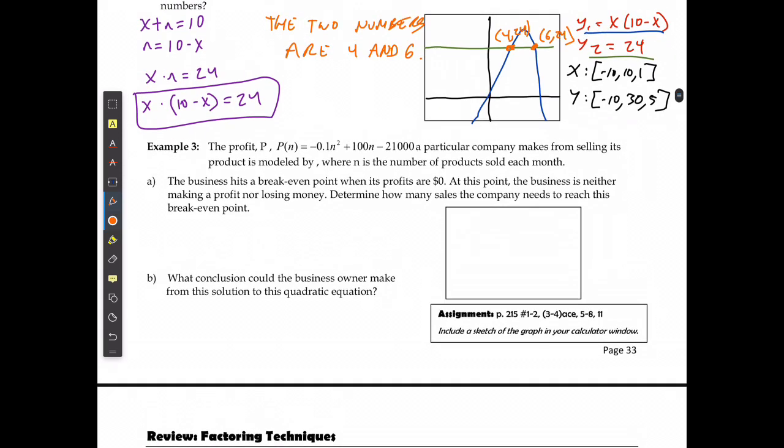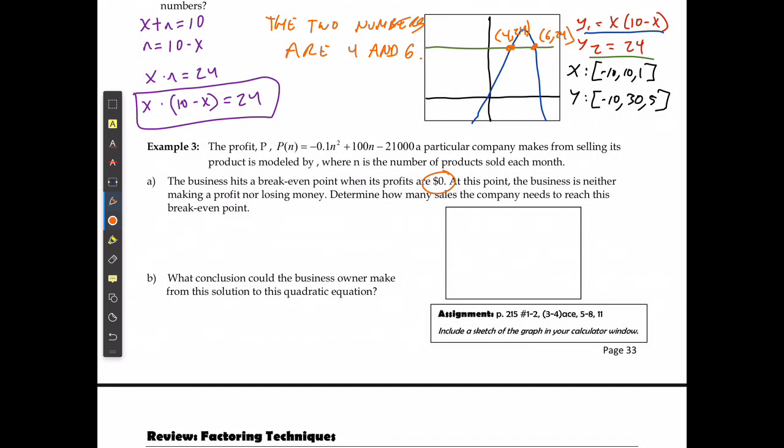Last example. The profit P, where P is a function of n, is equal to negative 0.1 n squared plus 100n minus 21,000, a particular company makes from selling its products, where n is the number of products sold every single month. The business hits a break-even point when its profits reach 0. At this point, the business is neither making a profit nor losing money. Determine how many sales a company needs to reach this point.